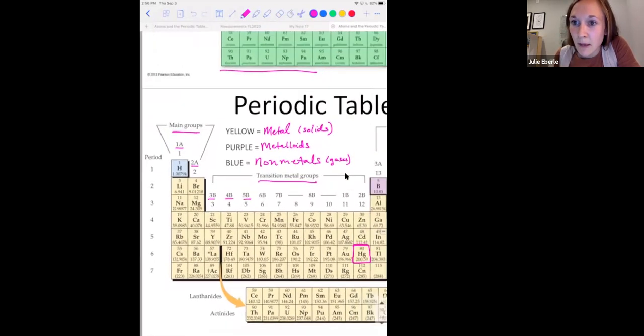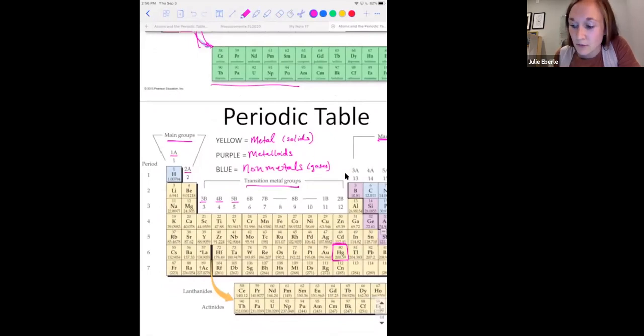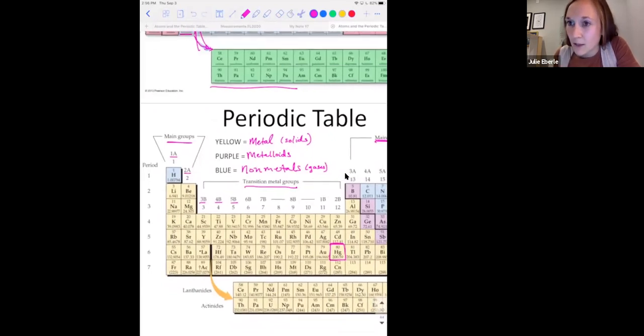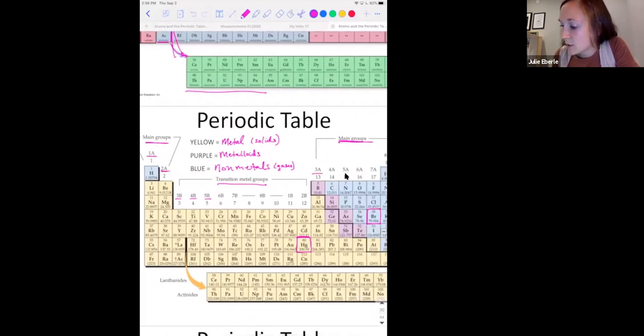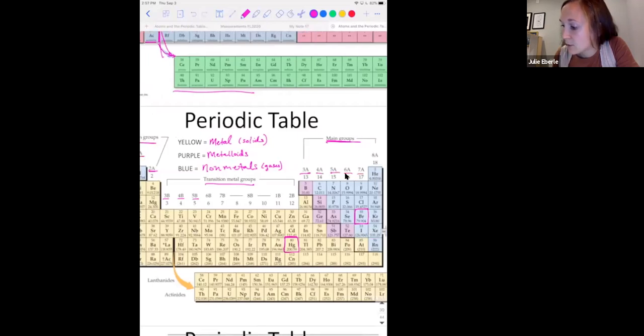So if we're counting main groups, we skip the transition metals. Anything with an A, we classify as a main group. So it'd go 1, 2, skip a few over here. Here's main group 3. Here's main group 4, 5, 6, 7, and main group 8.